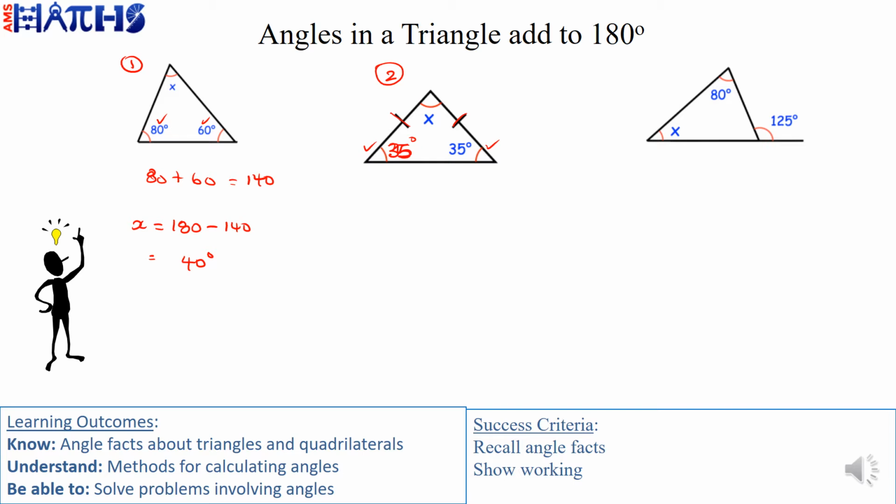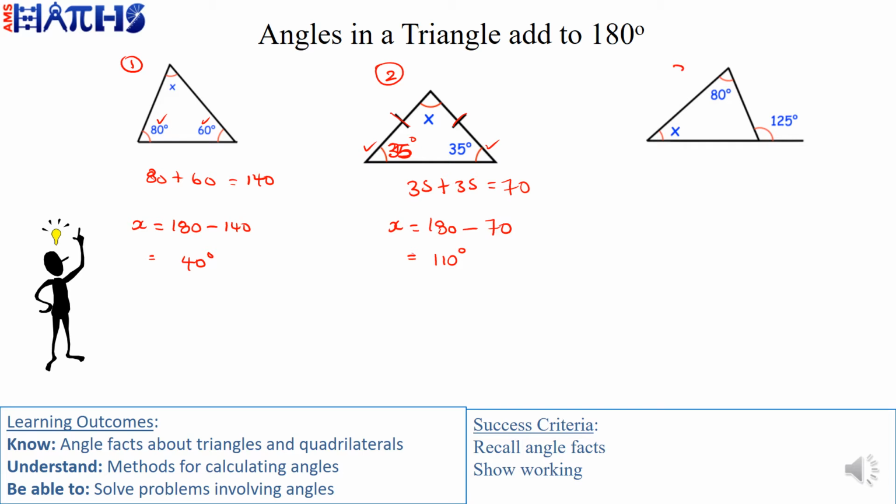And now that we know the two angles at the base, we can then work out x. So we'll add 35 plus 35, which is 70. And to get x, we'll do 180 minus 70, which gives us 110 degrees, and that's the value for x.